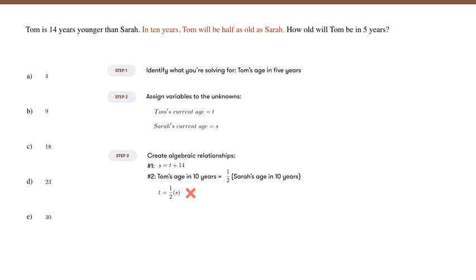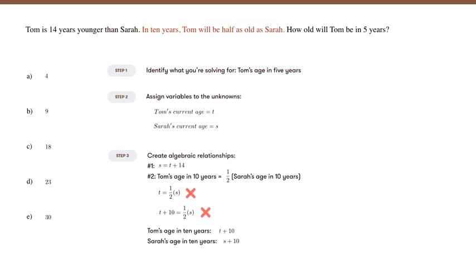Another mistake people make is the following. They would say t plus 10 equals 1/2 of s. In this equation, we properly account for the change in Tom's age, so we express his age in 10 years as t plus 10, but we forget to account for the change in Sarah's age. We still express her age in 10 years as s, even though in 10 years she'll no longer be s years old. So, what is the appropriate translation here?